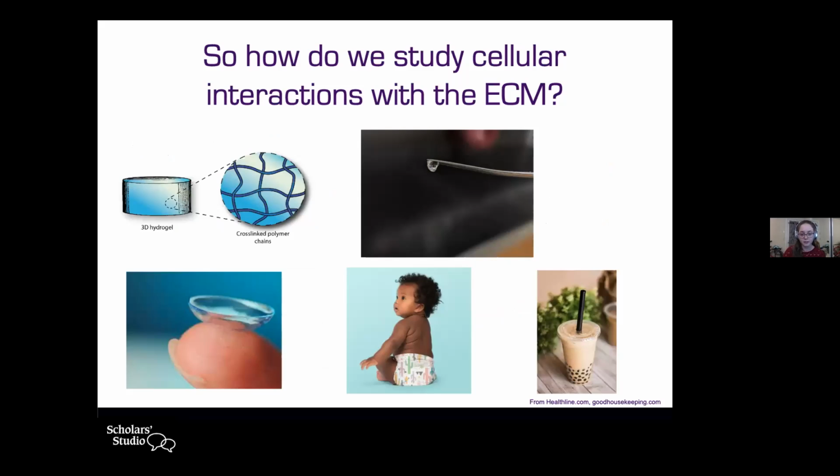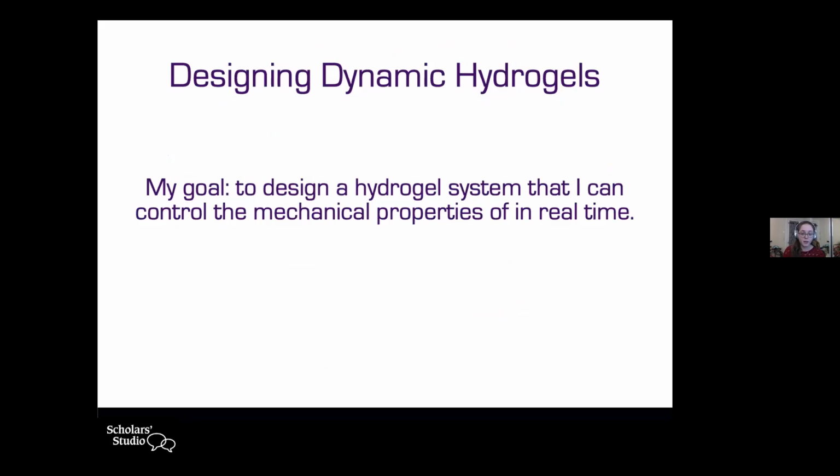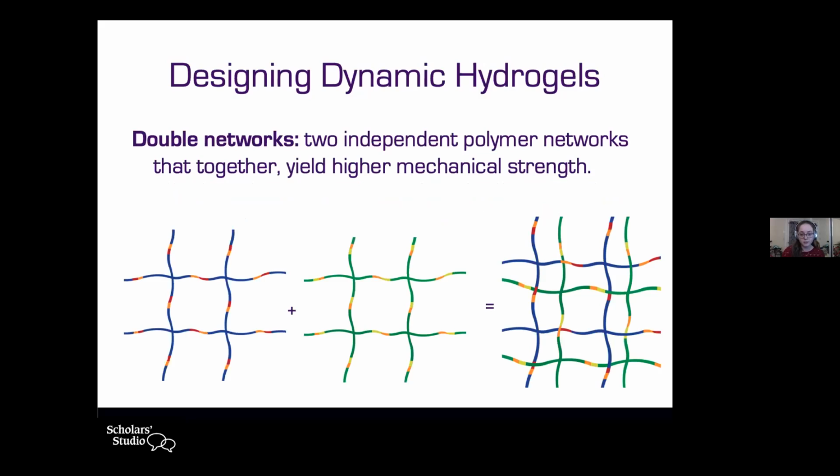Hydrogels are actually everywhere, from contacts to baby diapers and even bubble tea. These polymers have been shown to be biocompatible and even support cell growth. So as such, my goal is to develop a hydrogel system which can change stiffnesses in real time so we can track cells' response to these changes and hopefully utilize this knowledge from a 3D system to better understand tissue and disease development.